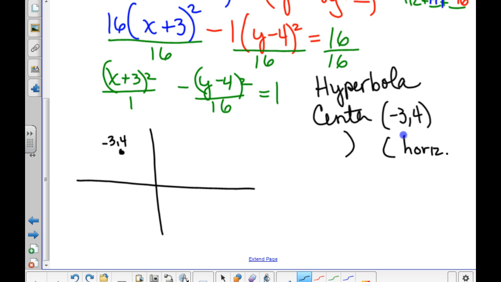Does anybody remember the name of that axis that goes through the middle of it like this? Transverse. You got it. Transverse axis. Okay, it is a horizontal hyperbola. How far do I go to find the vertices then? 1 unit over. It's a very small amount. So this is negative 4, 4. And this is negative 2, 4. Those are the vertices. How far up and down do I go? 4. I don't need those ordered pairs. If I found them, this would be negative 3, 8, and this would be negative 3, 0.